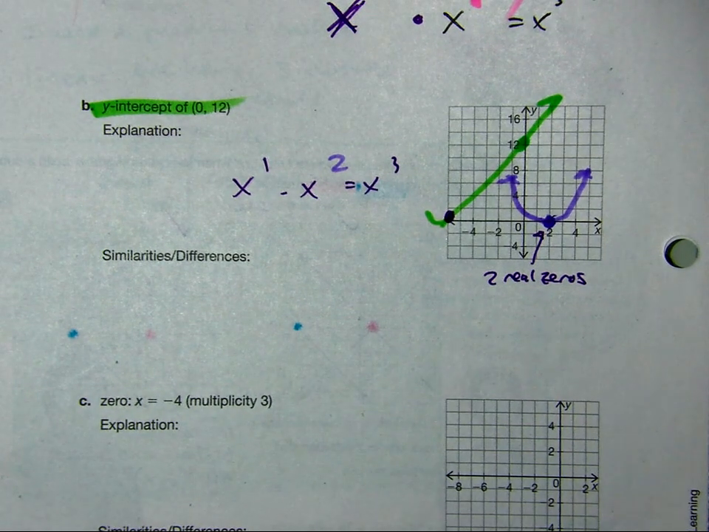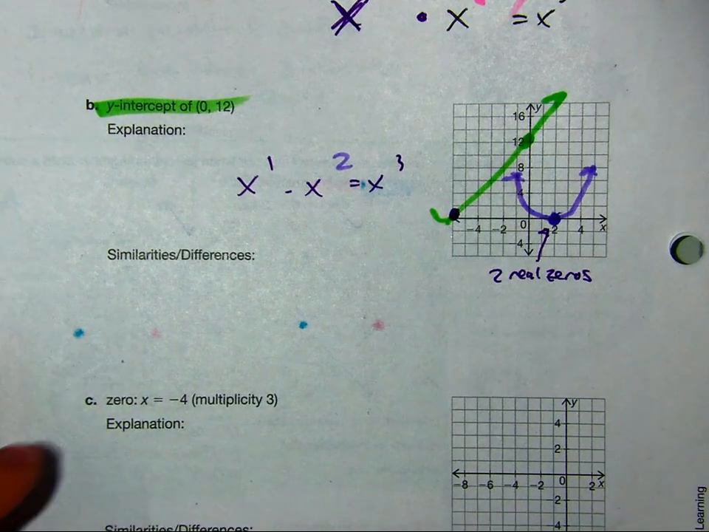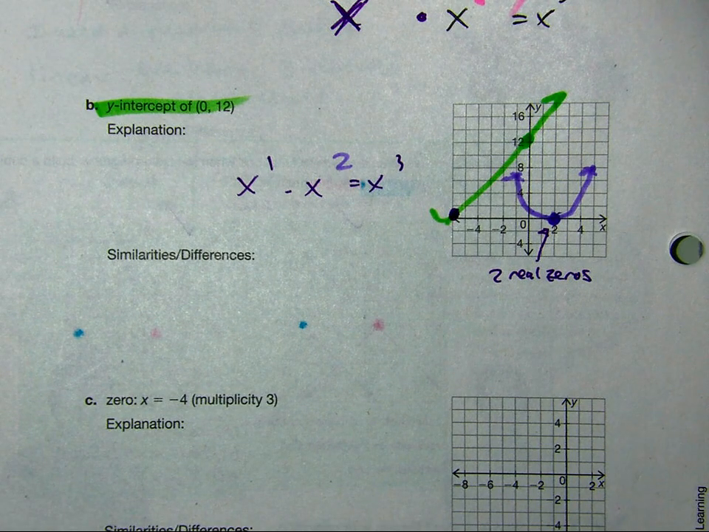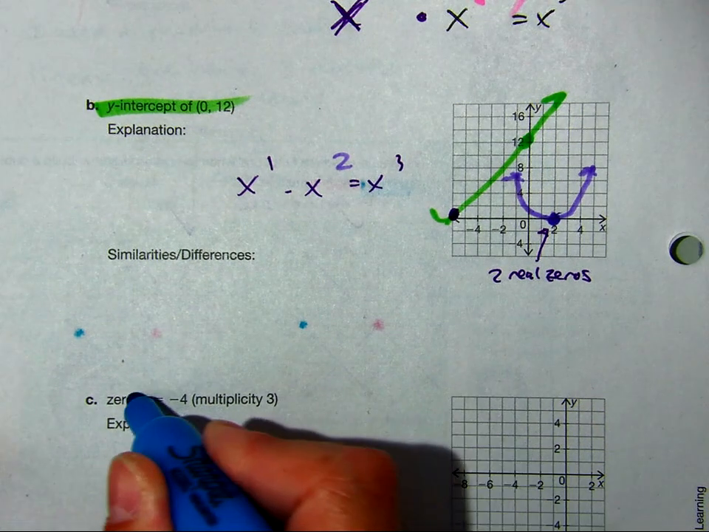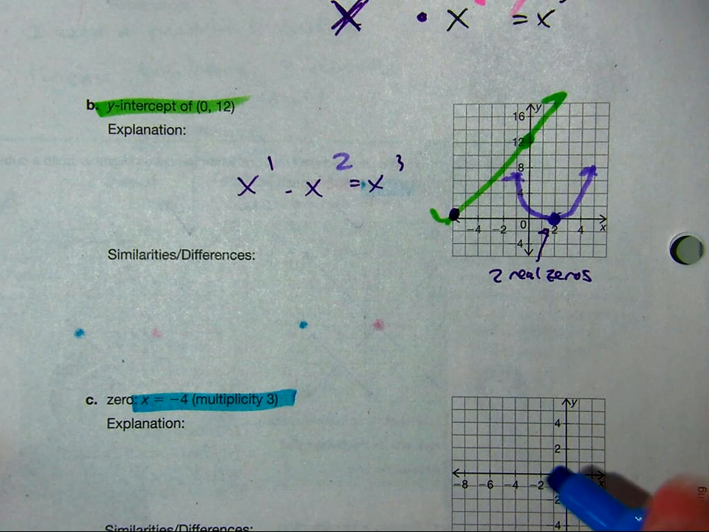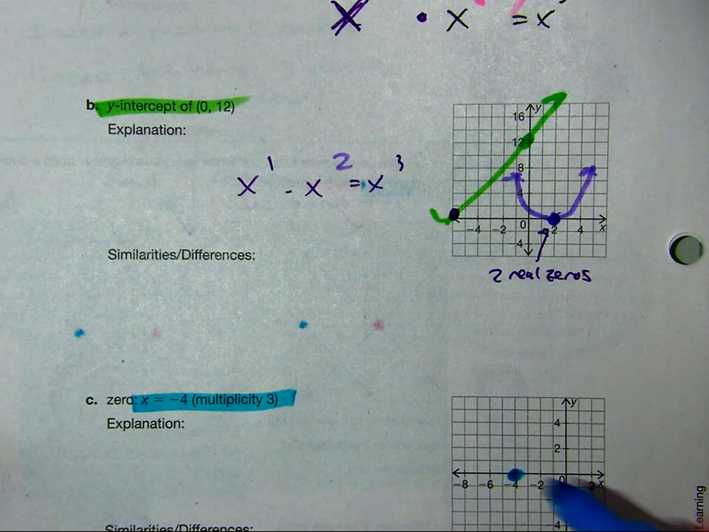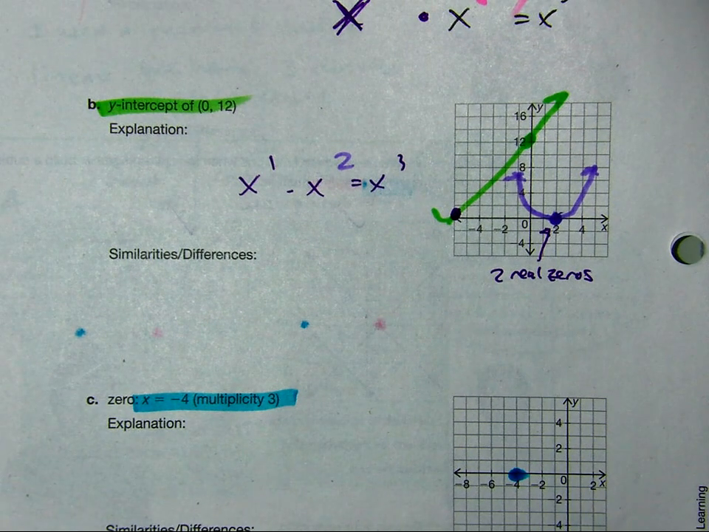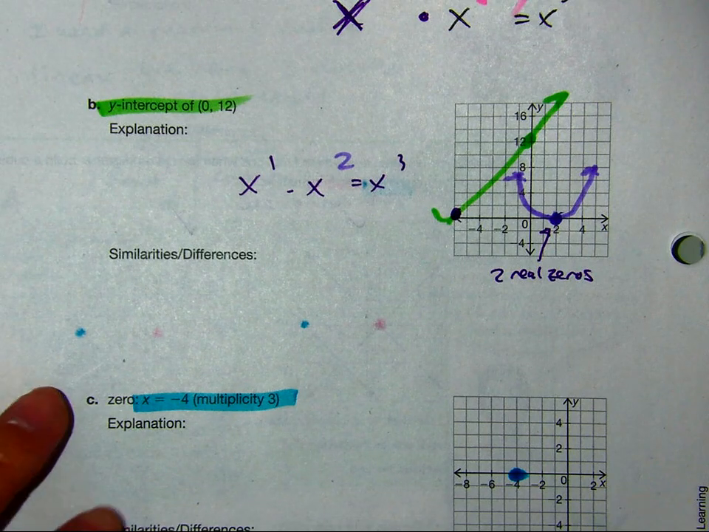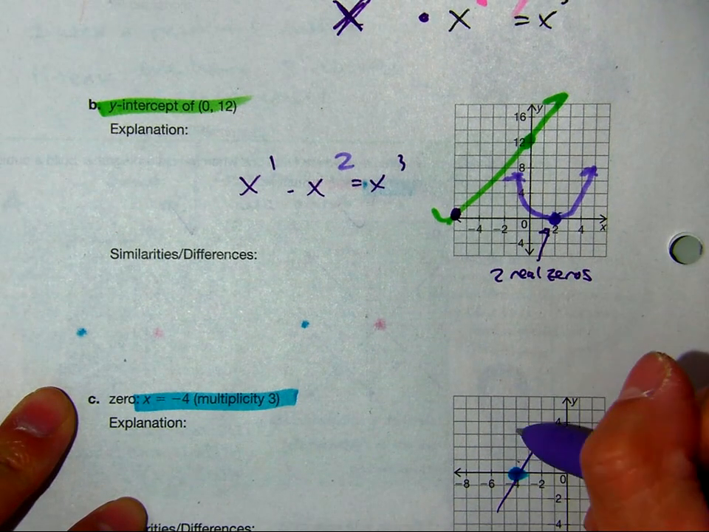And the last one, it says x equals -4, but how many of them? 3 of them. Count with me. Ready, set, go. You can do a couple of things. You can do 3 lines. 1, 2, 3.